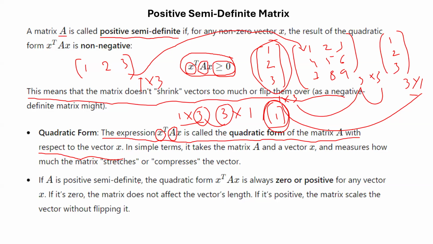If A is a positive semi-definite matrix, the quadratic form is always 0 or positive for any vector X. If it is 0, the matrix doesn't affect the vector's length. If it is positive, the matrix scales the vector without flipping it. So when the value of this quadratic form is 0, it will not show any effect on the vector's length. If it is positive, it just stretches it. That is what transformation actually means. It may stretch or not stretch, but if it is a positive semi-definite matrix, it will never flip the vector into the opposite direction. Such kind of matrices are called positive semi-definite matrices.